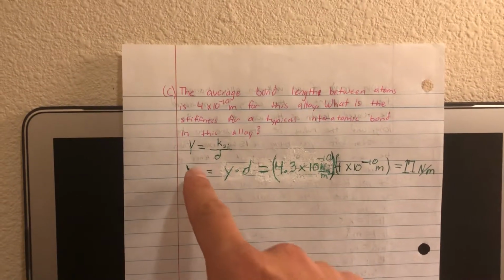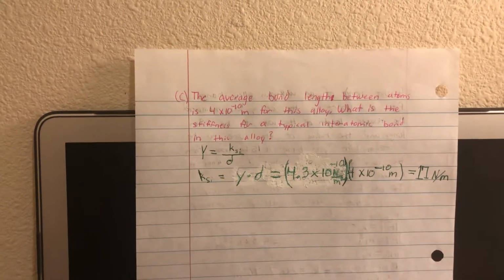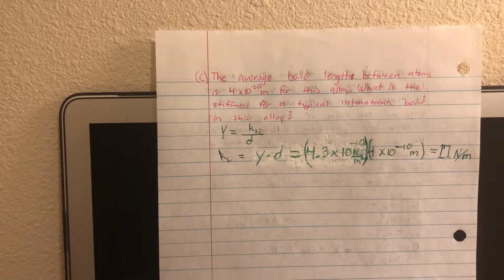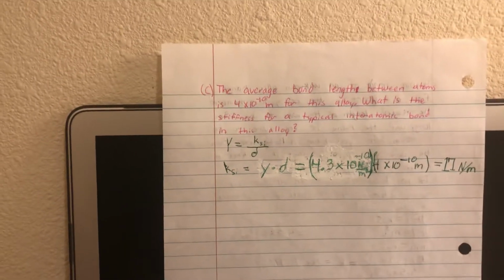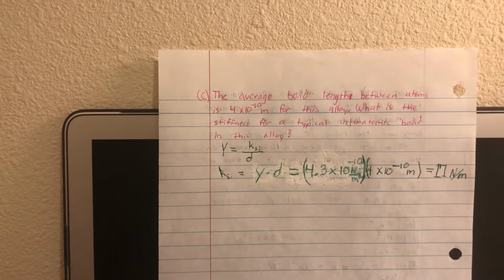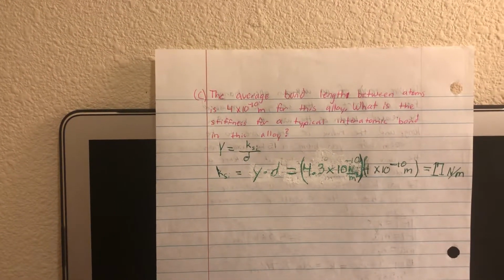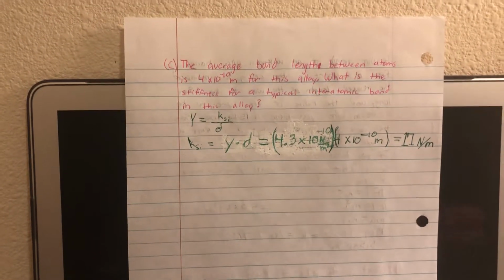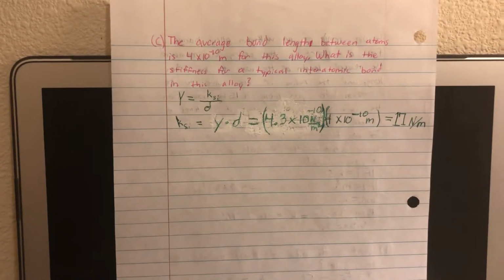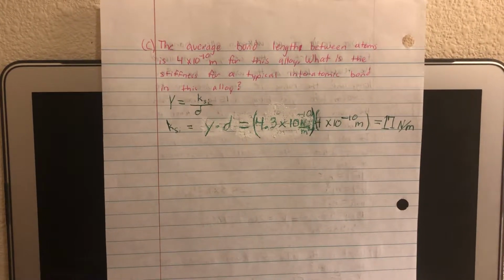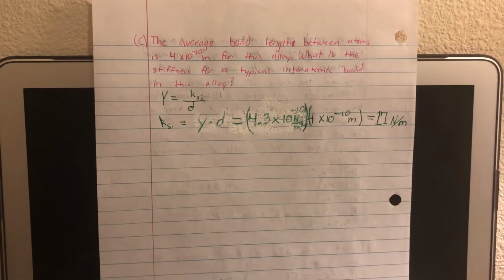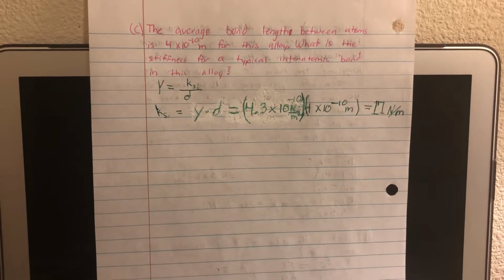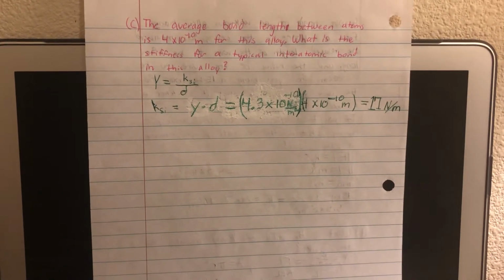I have the Young's modulus, which is equal to the interatomic spring constant divided by the diameter of the spring, the circular spring. So that's the distance apart that the interatomic bonds are. So multiply Young's modulus times the distance, and that will give me the interatomic spring constant, which is 17 newtons per meter.